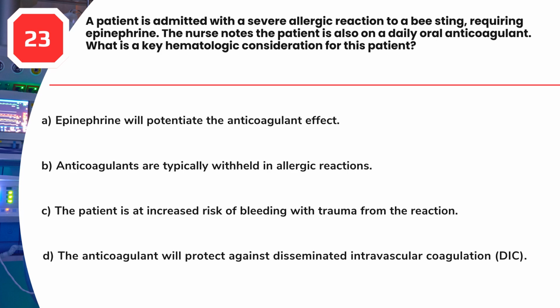Question 23. A patient is admitted with a severe allergic reaction to a bee sting, requiring epinephrine. The nurse notes the patient is also on a daily oral anticoagulant. What is a key hematologic consideration for this patient? A. Epinephrine will potentiate the anticoagulant effect. B. Anticoagulants are typically withheld in allergic reactions. C. The patient is at increased risk of bleeding with trauma from the reaction. D. The anticoagulant will protect against disseminated intravascular coagulation, DIC.